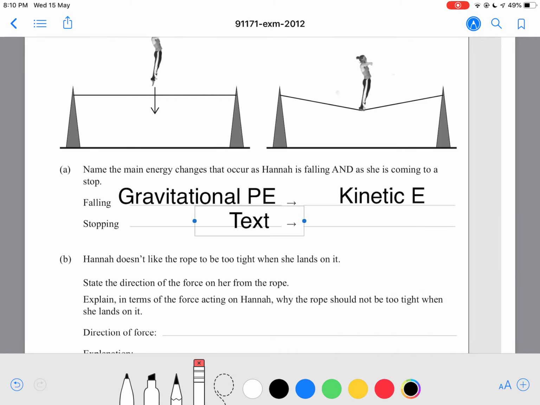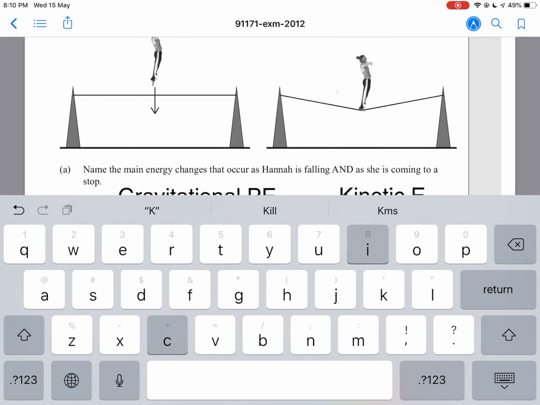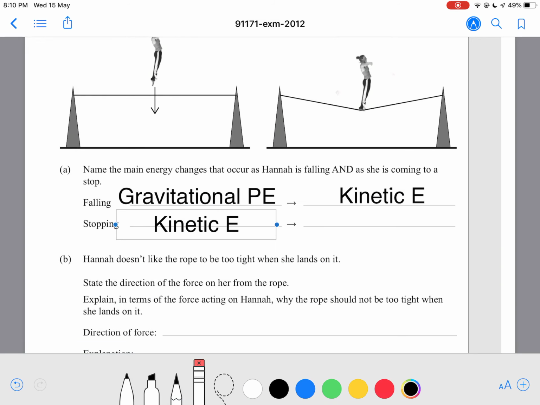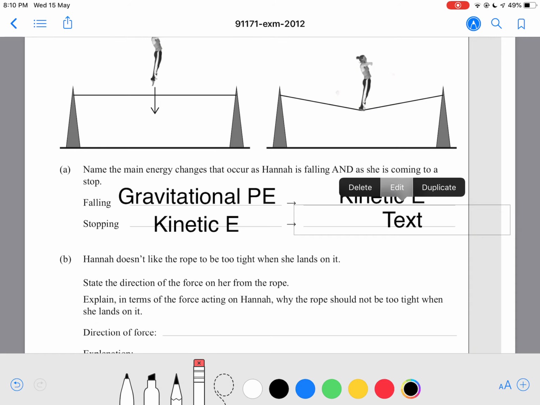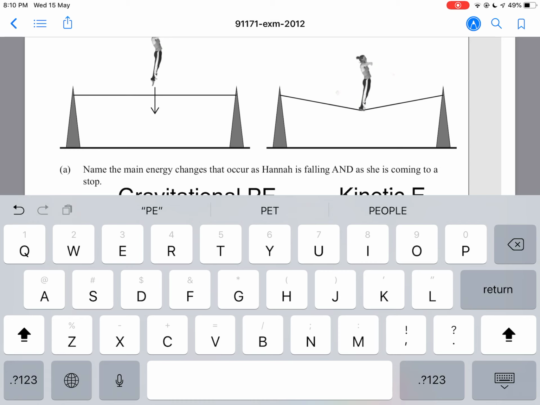So now we're going to write that kinetic energy is being converted into elastic potential energy. Remember to write it out in full.